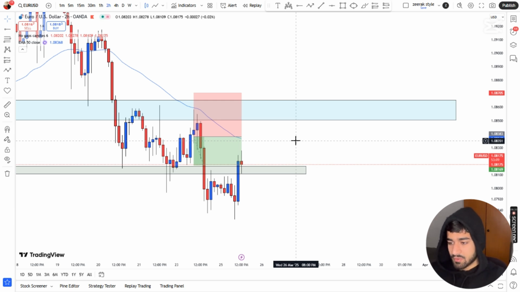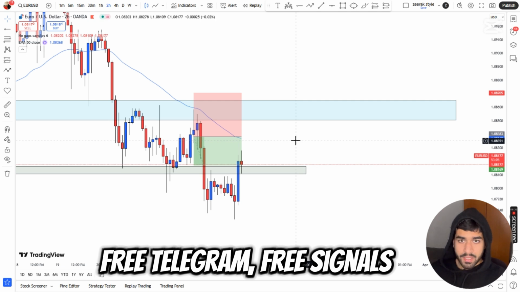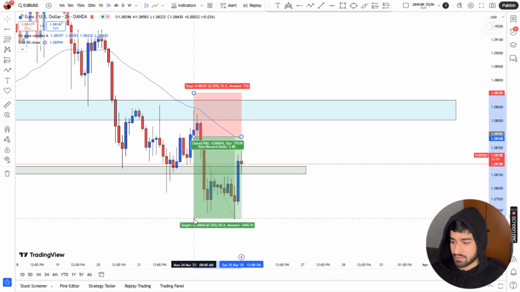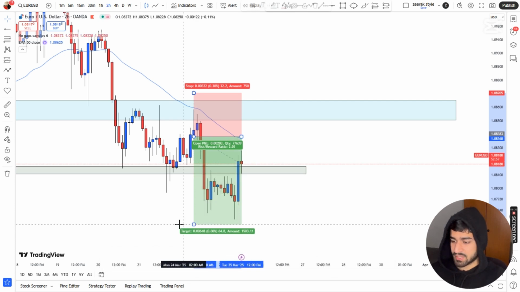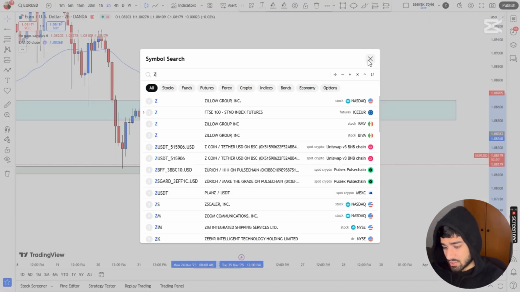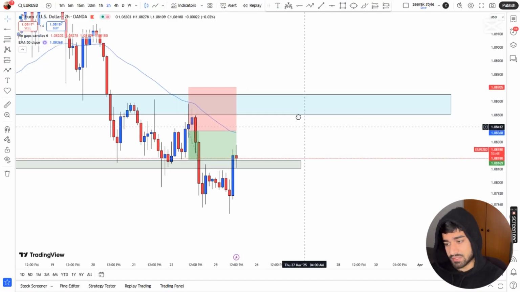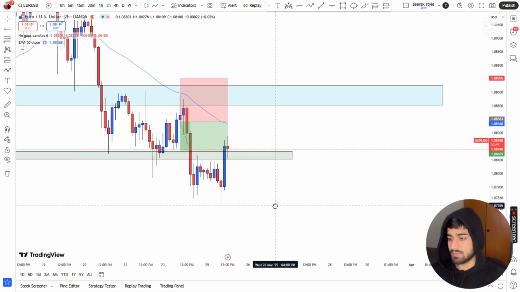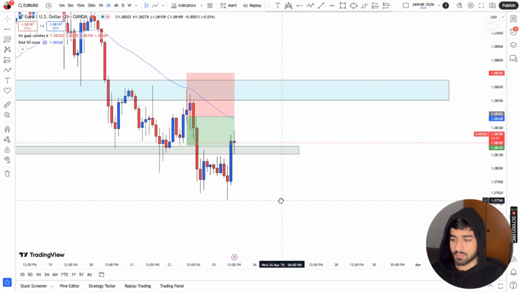And also, if you are new here in this video, I have my free Telegram. I give free signals. This signal I also gave. A lot of people got out from here because it was 1 to 2. My first target was here, so a lot of people, when they see this rejection, they get out of this trade. But I held it for some reason, because I wanted to hit TP2, but it didn't happen, which is okay, it's no problem.